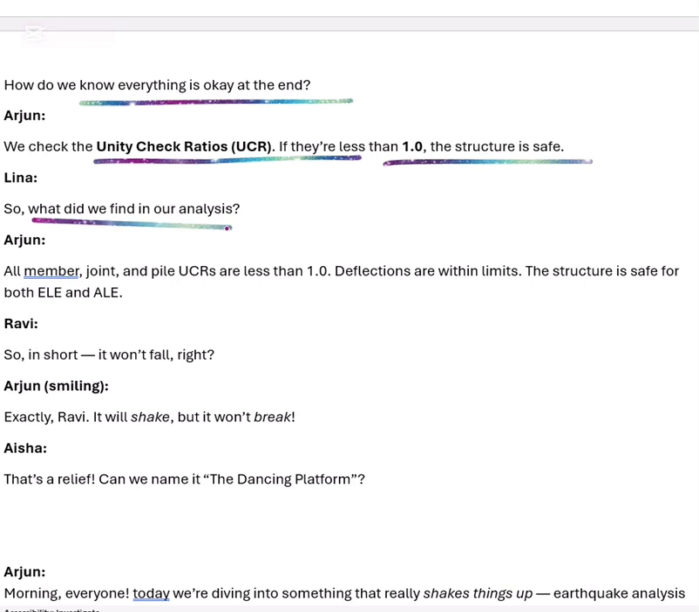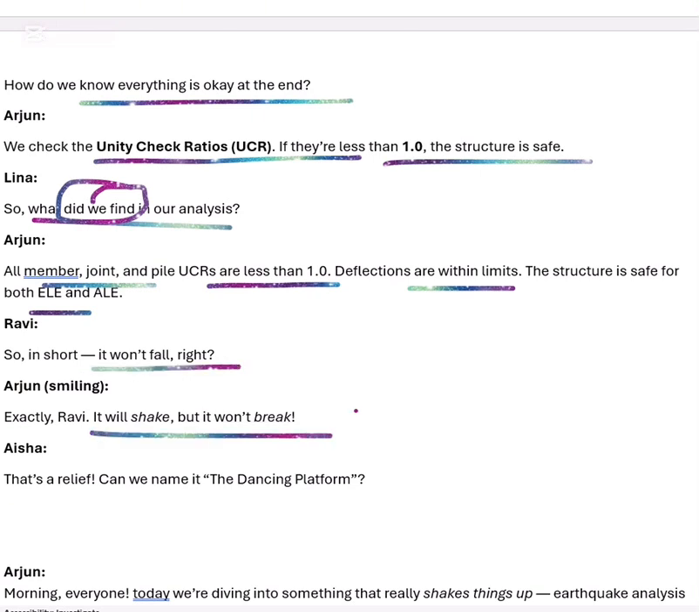So what did we find in our analysis? All member and joint unity checks are less than 1, deflections are within limits, and the structure is safe for both ELE and ALE. So in short, it won't fall, right? It will shake, but it won't break. That's a relief.